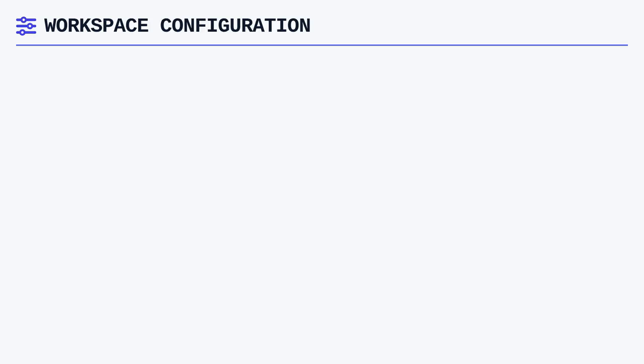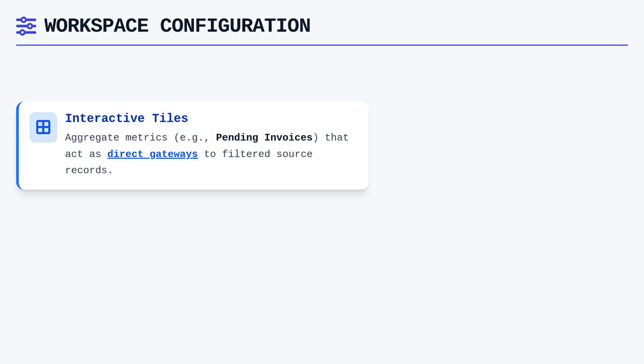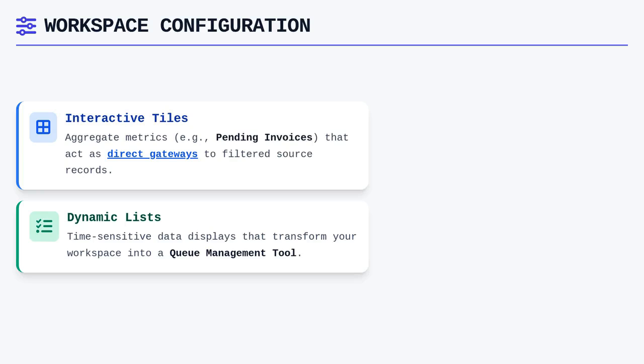The configuration process of these workspaces is remarkably flexible, catering to both standard administrative defaults and individual user preferences. At the core, you will find tiles, which are interactive elements that display aggregate numbers, such as the count of invoices awaiting approval or purchase orders currently in a delayed state. These tiles serve as gateways. Clicking on one directs the user immediately into a filtered list of the underlying source records. Beyond tiles, workspaces often feature lists that present time-sensitive data, effectively turning the interface into a queue management tool.